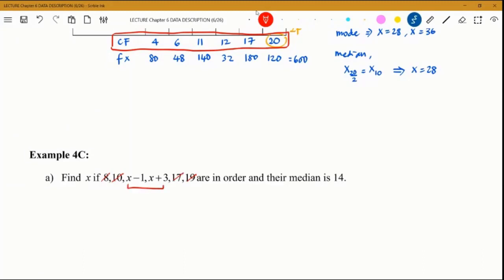So we have X minus 1 plus X plus 3 divided by 2. And then the value given here which is 14. So we can have 2X plus 2 equal to, so I bring up 2 here, we can have 28. So 2X equal to 26, X will be 13. Okay, so that one part A. Part B.